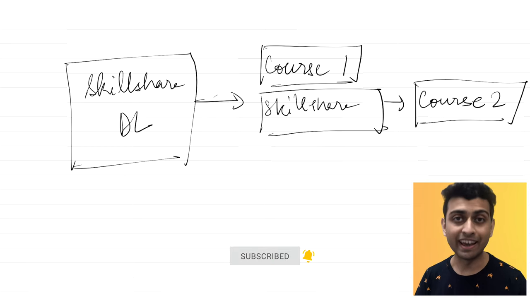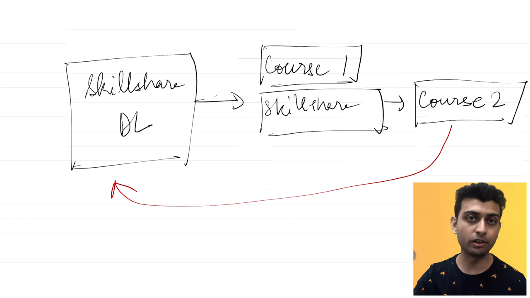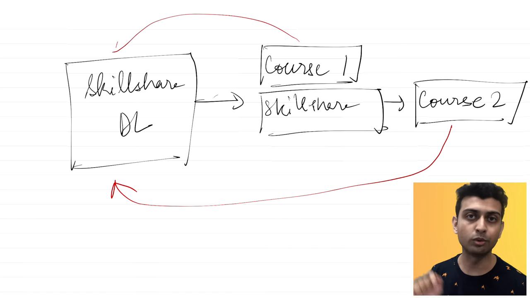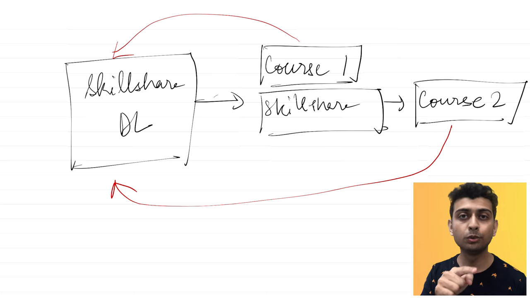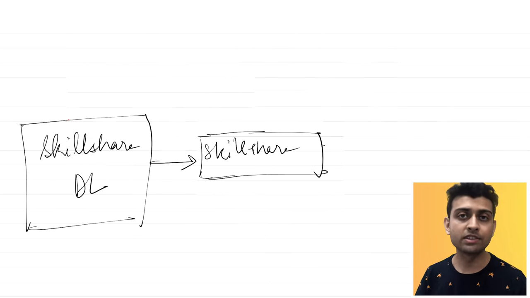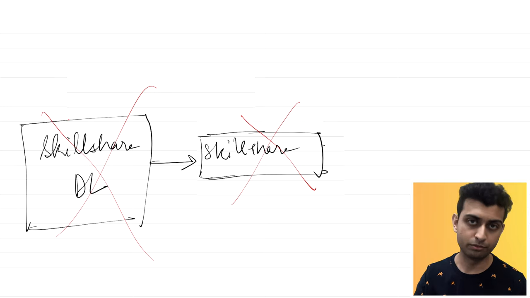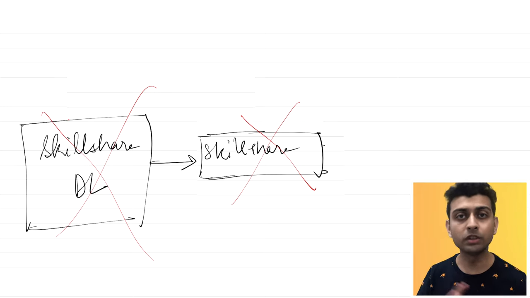To fix that error, what you have to do is take course number 1 from this particular folder and course number 2 from that particular folder and move them to the root directory beside Skillshare DL. Once that is done, you will be left with the Skillshare folder inside the Skillshare DL folder. And you need to delete both the folders from Google Drive and also from Trash.